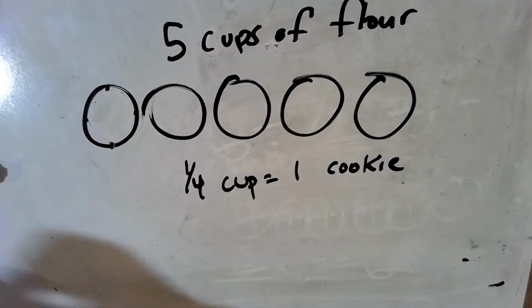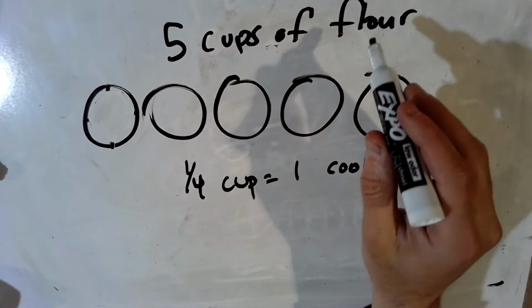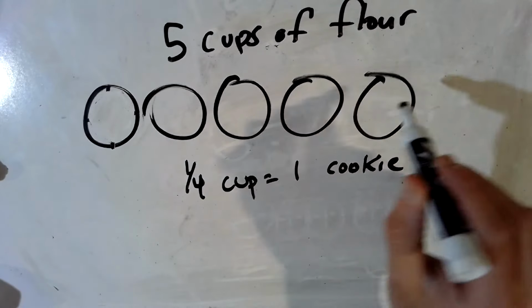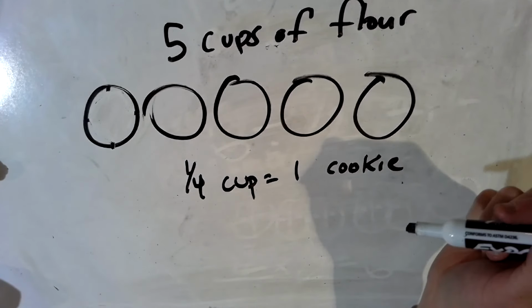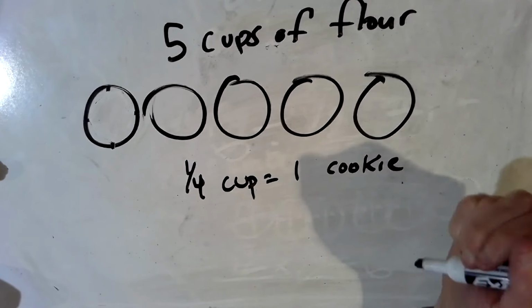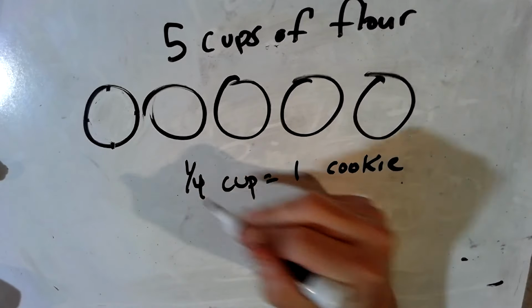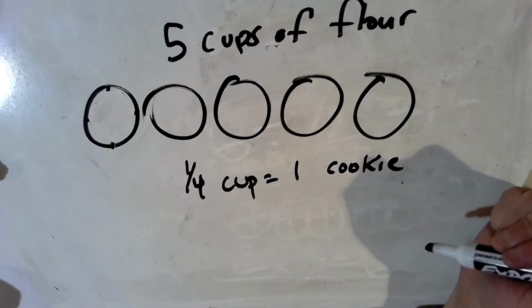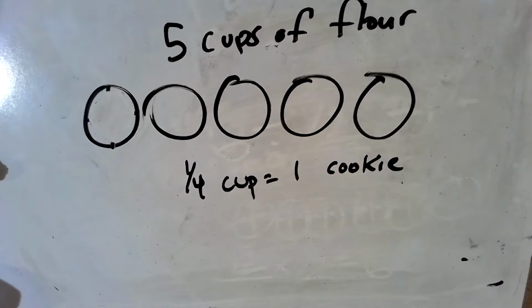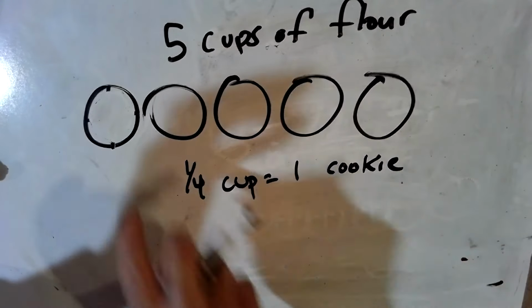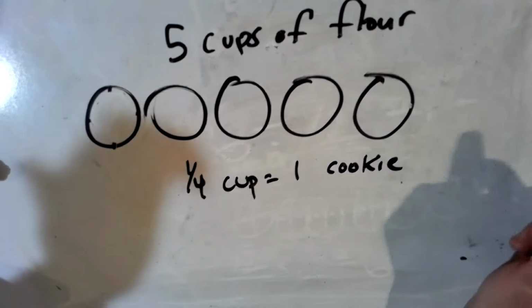Okay, so let's take that same line of thinking here with 5 cups of flour. Here we've got 1, 2, 3, 4, 5 cups of flour. Now to make one mega big giant cookie, you're going to need 1/4 cup of flour. So the question is, how many cookies can you make with these 5 cups of flour?